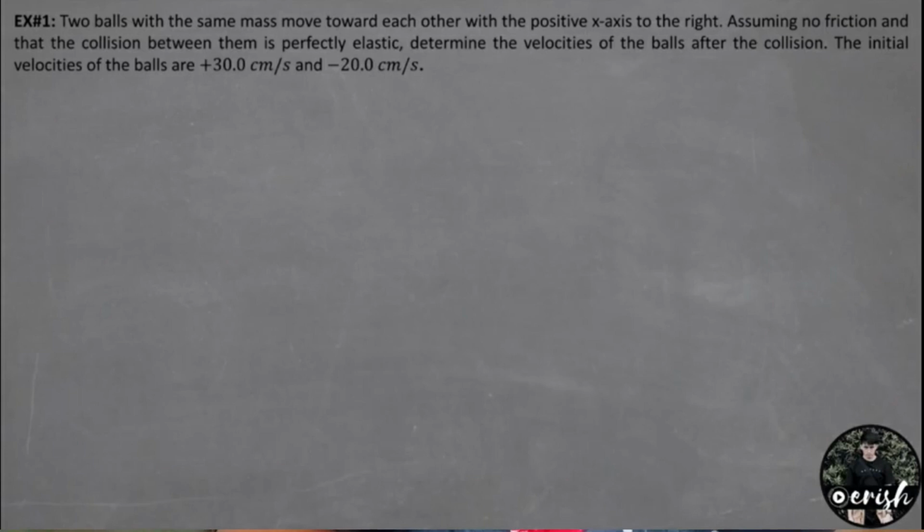Elastic collision. Two balls with the same mass move toward each other, with the positive x-axis to the right, assuming no friction and the collision between the two is perfectly elastic. Determine the velocities of the balls after the collision. The initial velocities of the balls are positive 30 centimeters per second and negative 20 centimeters per second.